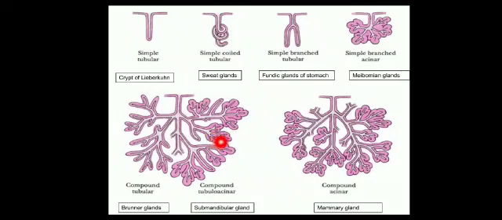or tubulo-alveolar. For example, the submandibular gland, and the example of compound tubular is Brunner's gland. And this is compound acinar, and the example of compound acinar is the mammary gland.